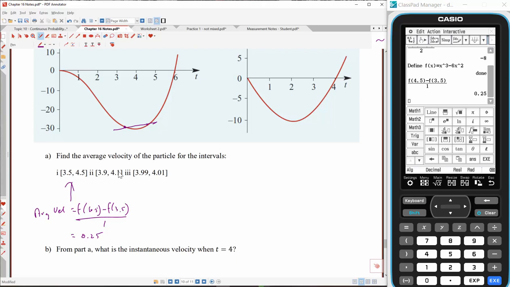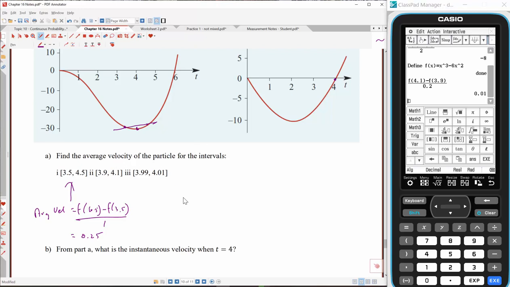Now we're going to go 3.9 to 4.1. Basically what we're doing is getting closer and closer to the instantaneous velocity at that point. Now I can look at the velocity at that point. The answer is going to be 4. But let's have a look. So we'll change that to be 3.9, 4.1. I like to do the higher number take away lower. 4.1, 3.9, over 0.2.